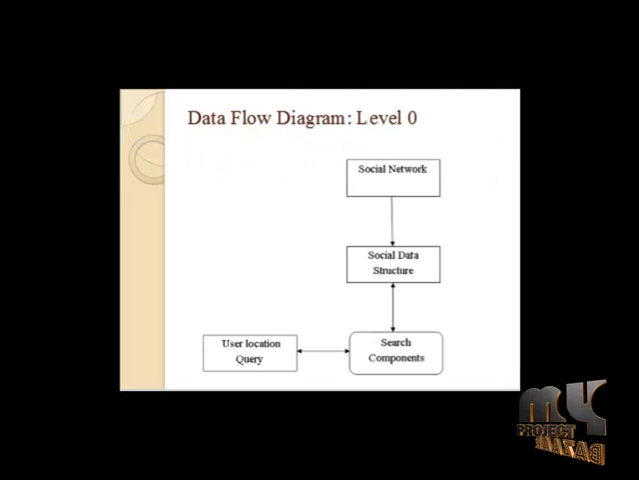In the data flow diagram, level 0: the user will be connected in the social network and share the social data structure. Finally, the user will search the component, meaning searching a keyword, and the search result will be produced based upon the user location query.